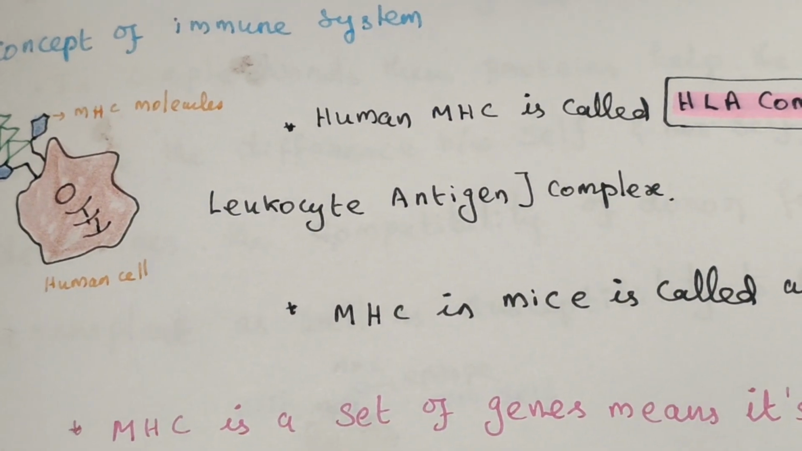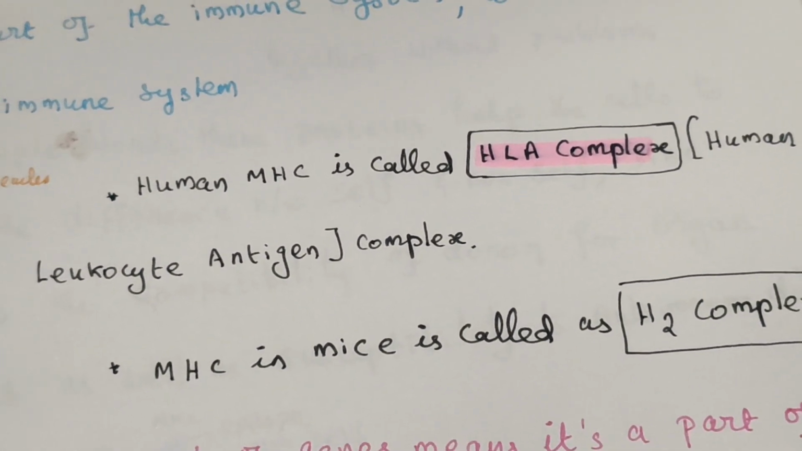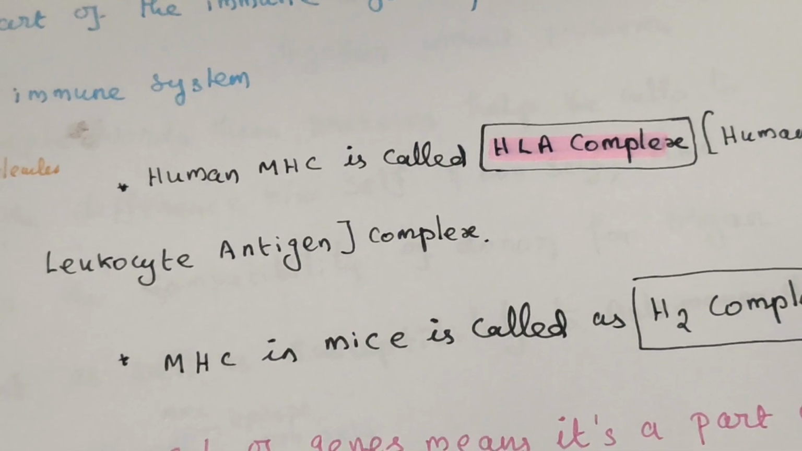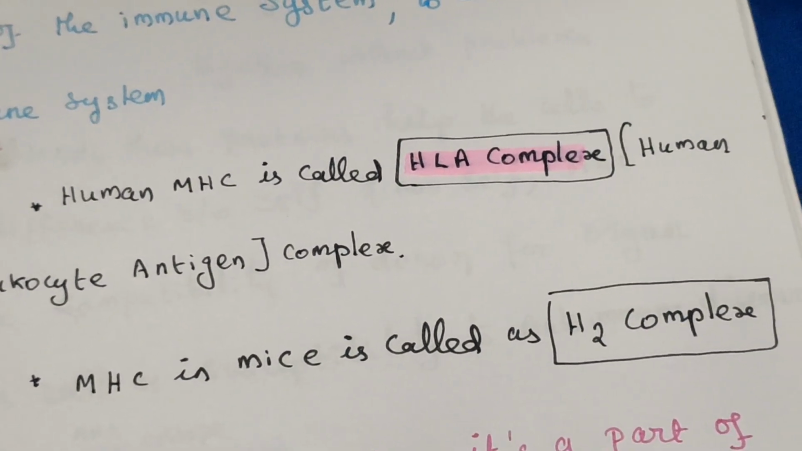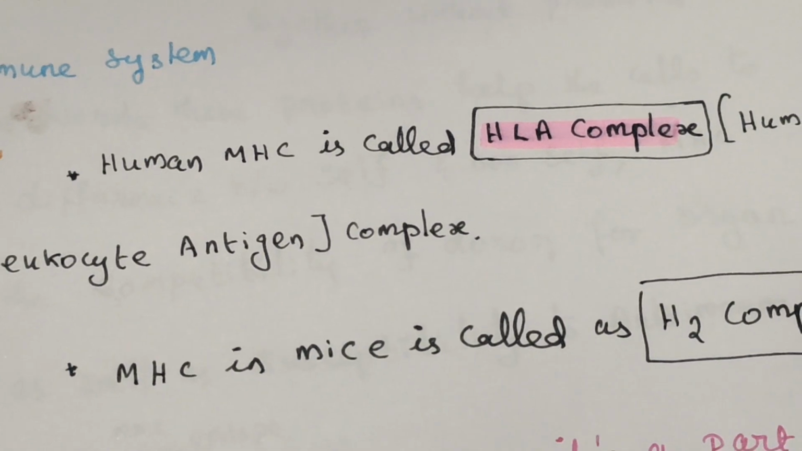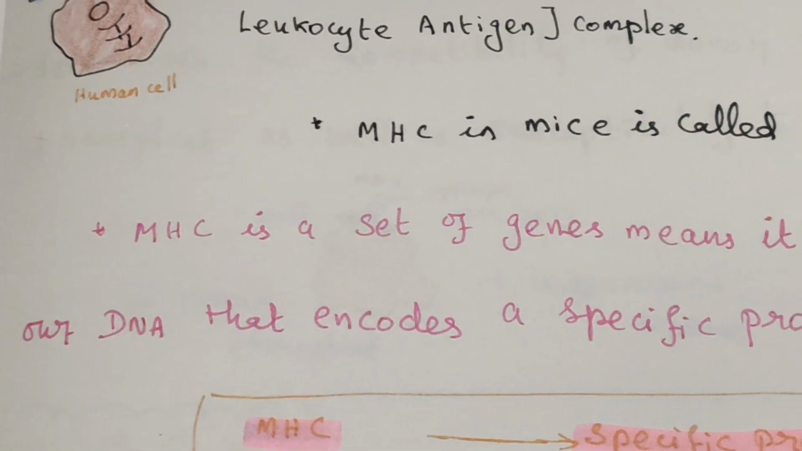Human MHC is called the HLA complex, the human leukocyte antigen complex. MHC in mice is called the H2 complex. So human MHC is called the HLA complex, and we want to discuss the HLA complex.